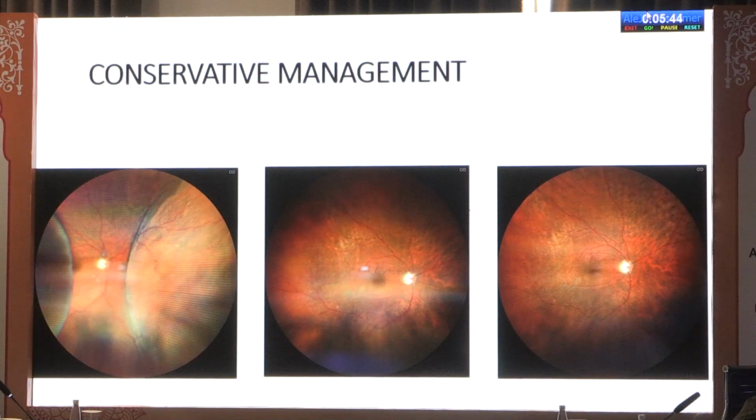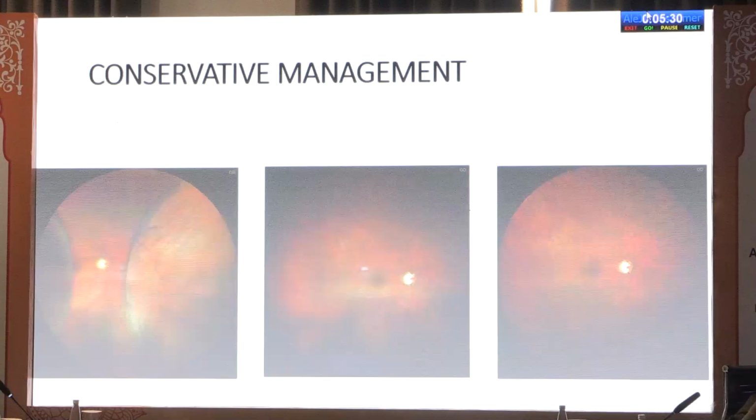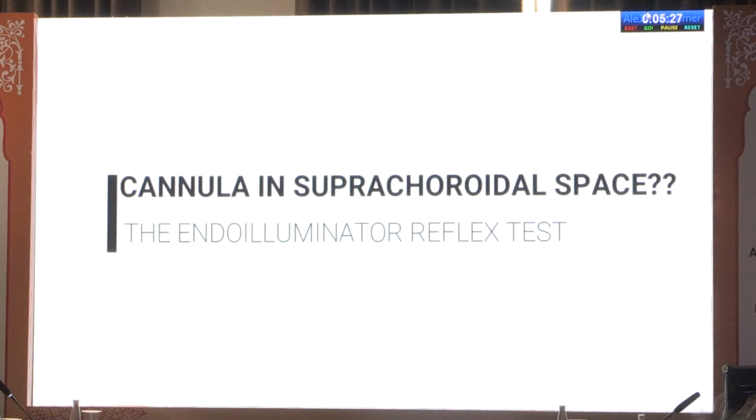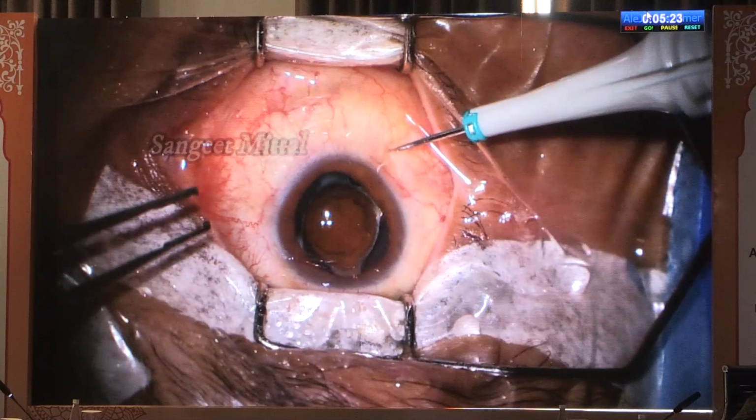So this is one patient just managed by conservative management by giving steroids. You see there were massive choroidals. This is again a post-trabeculectomy patient. Just by giving steroids and trying to raise the pressure, the choroidals settled with the management. Now going to some videos on how to do surgery in these choroidal detachment eyes.